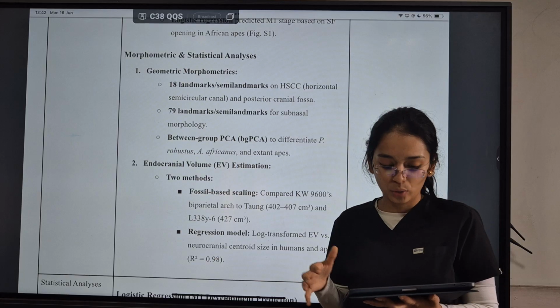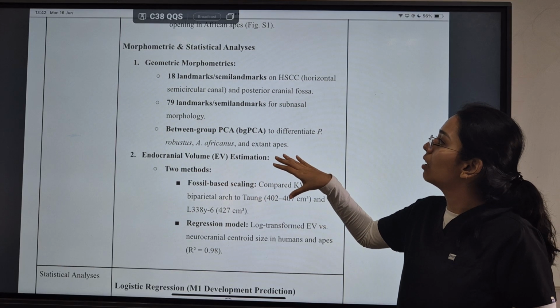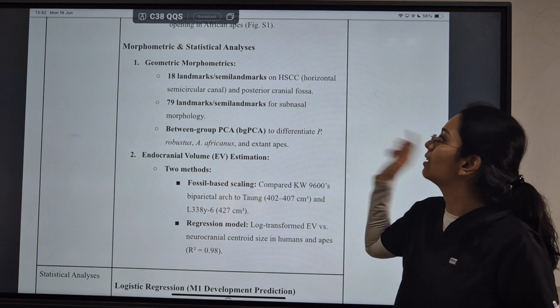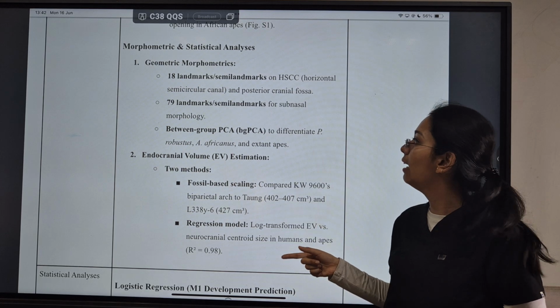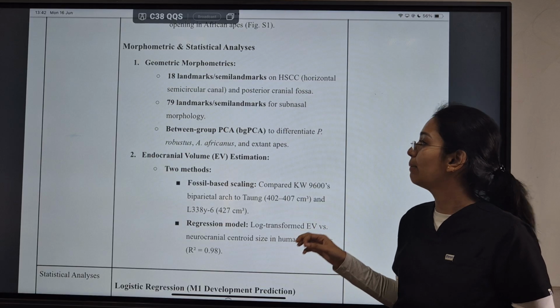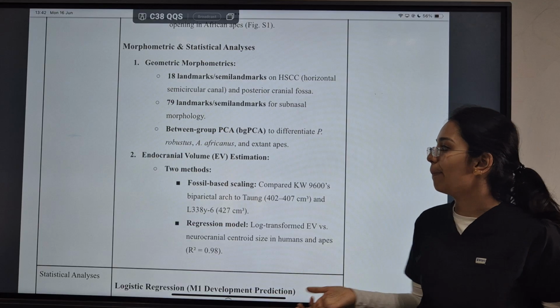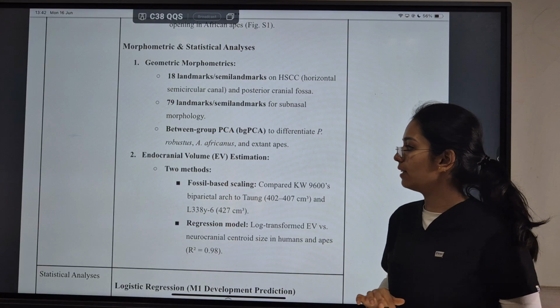Initially, they began with the geometric morphometrics. 18 landmarks were marked on the HSCC, that is the horizontal semicircular canal, and the posterior canal fossa, and 79 landmarks or semilandmarks for subarcuate fossa morphology were marked, and between-group comparison was done between all the species.